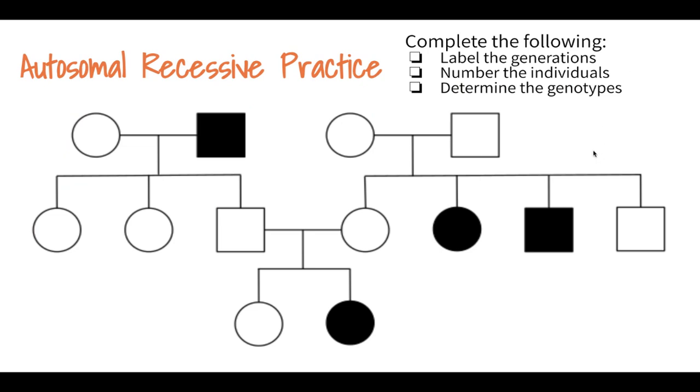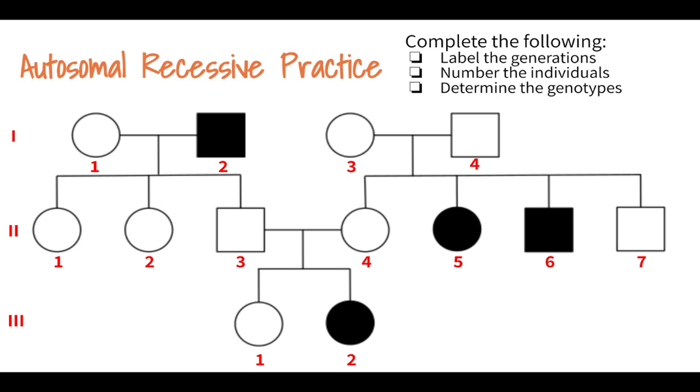We first always want to label the generations. So we have 3 generations in this case. We do that with the Roman numerals 1, 2, and 3. Then we number all of our individuals. We always start on the left, go across, and numerically increase. So our first generation has 4 individuals. Our second generation goes up to 7 individuals. And our third generation only has 2.